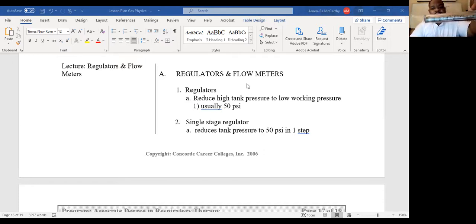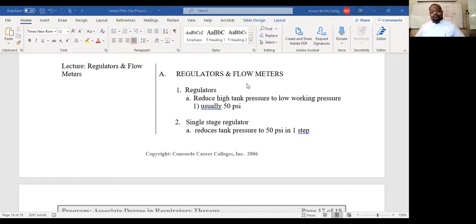See that ball? That's called the float, right? As I turn it on, that ball will go up to whatever liters per minute I have it turned on. If I want two, I turn this on until it goes up to two. If I want 10, I turn it up until it goes to 10, okay? This is a flow meter. So let's talk about it.